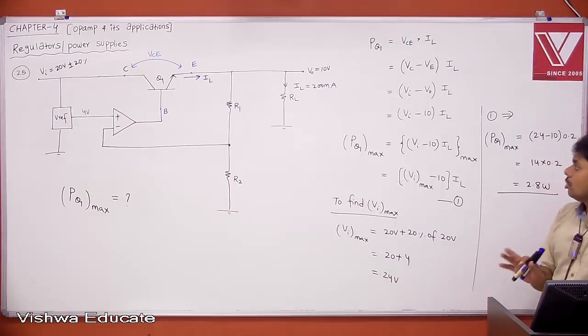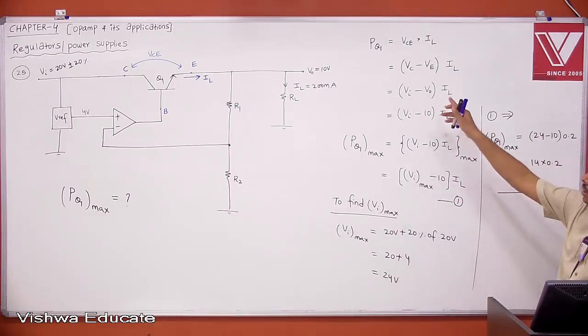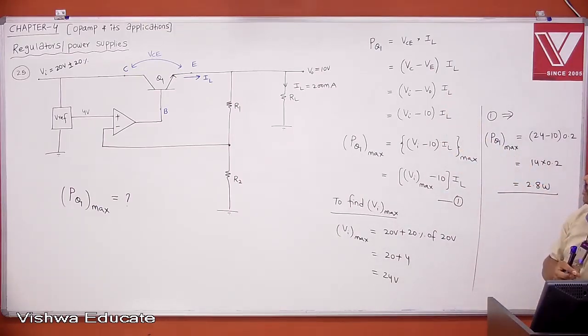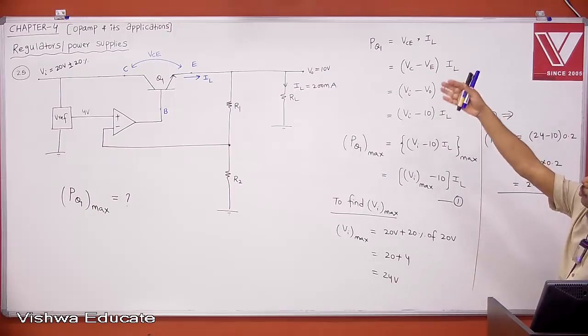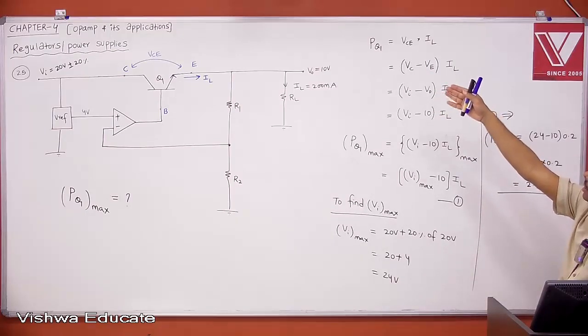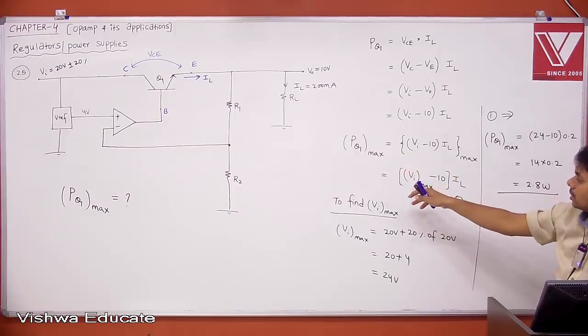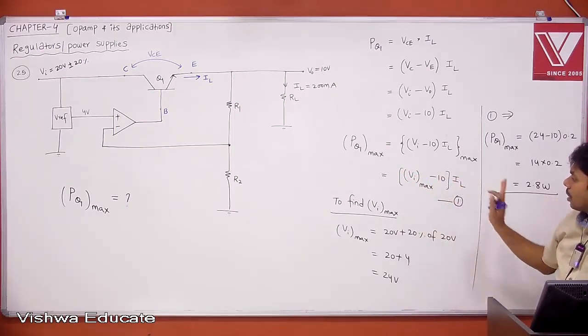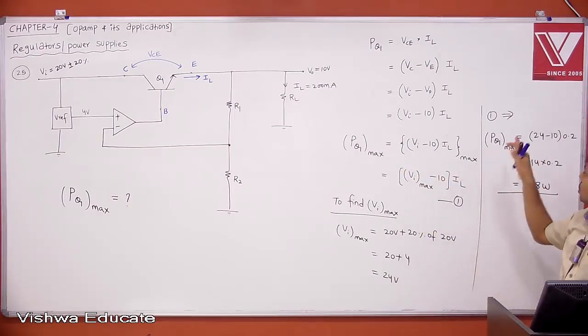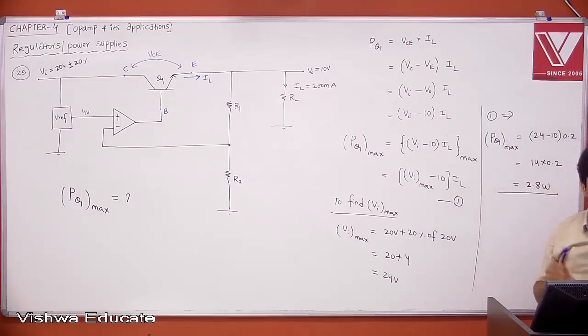Okay. I hope everybody understood the procedure. First of all, I calculated the power dissipation. That is nothing but voltage across the transistor and current through the transistor. Then we understood what is VCE, and then finally to get PQ max, it is VI max minus 10 into IL, and we found VI max and then substituted and got 2.8 watt. Okay, that is the answer.